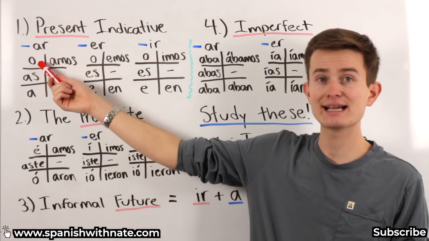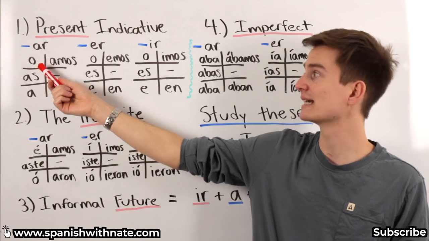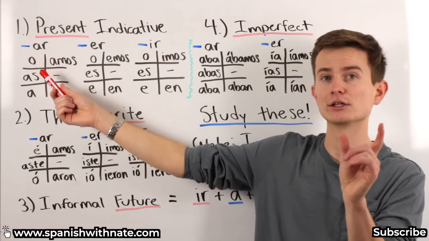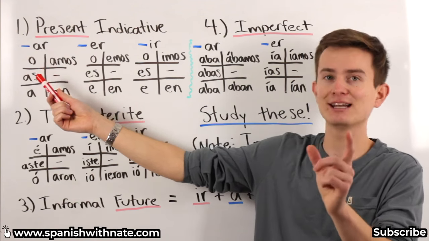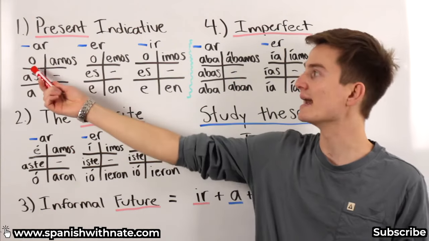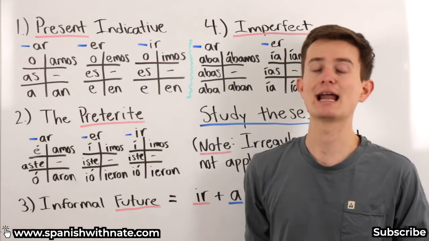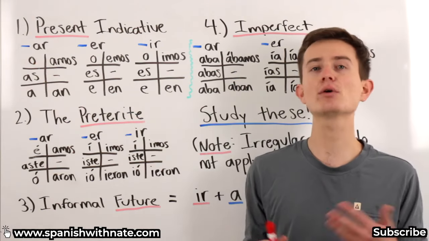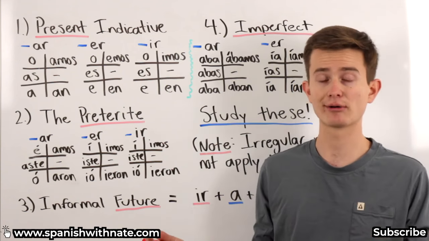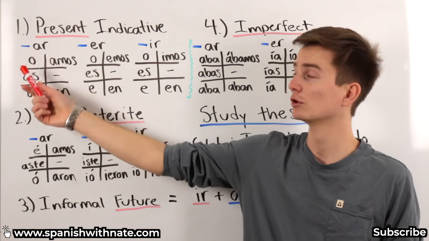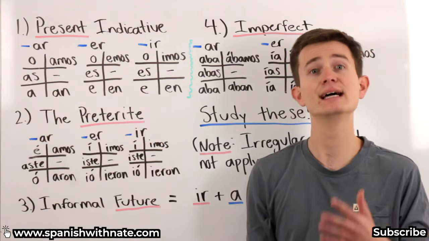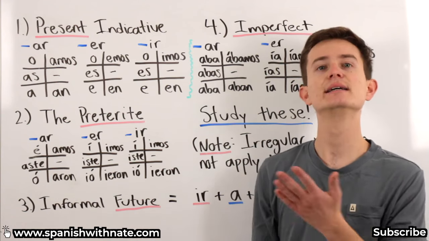So if we take hablar in the present tense in the yo form, we cut off AR, so now we just have habl, and then we add on our new ending, hablo, which means, hey, I speak. Now, what's awesome about Spanish is that we don't have to use subject pronouns if we don't want to. What are subject pronouns? The yo, tú, él, and so on. So in English, we would have to say he drinks, he eats.